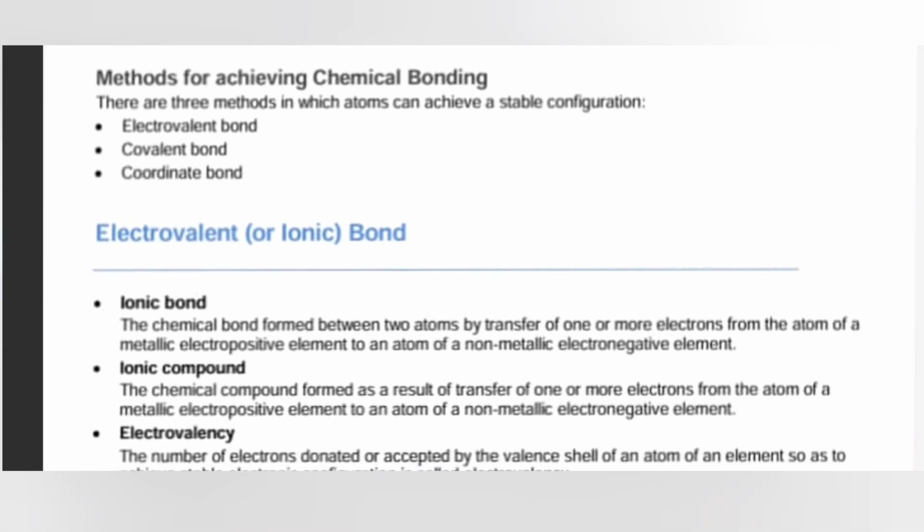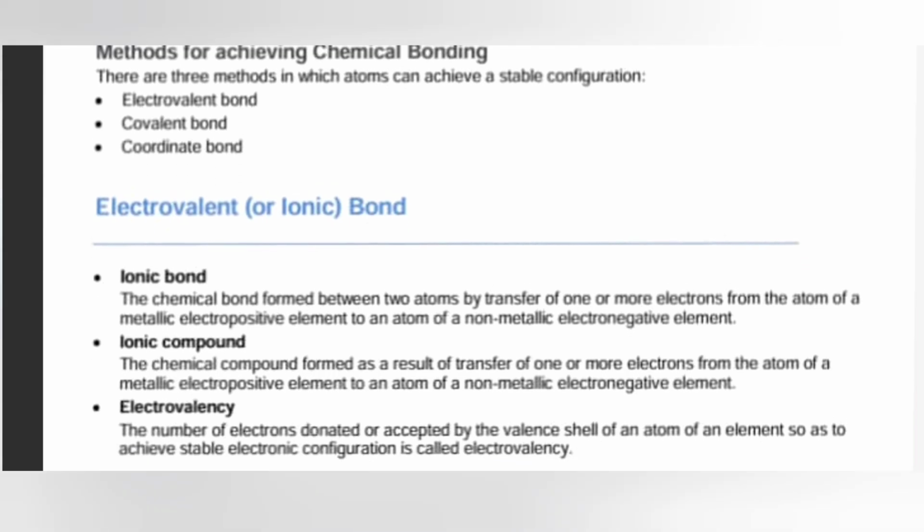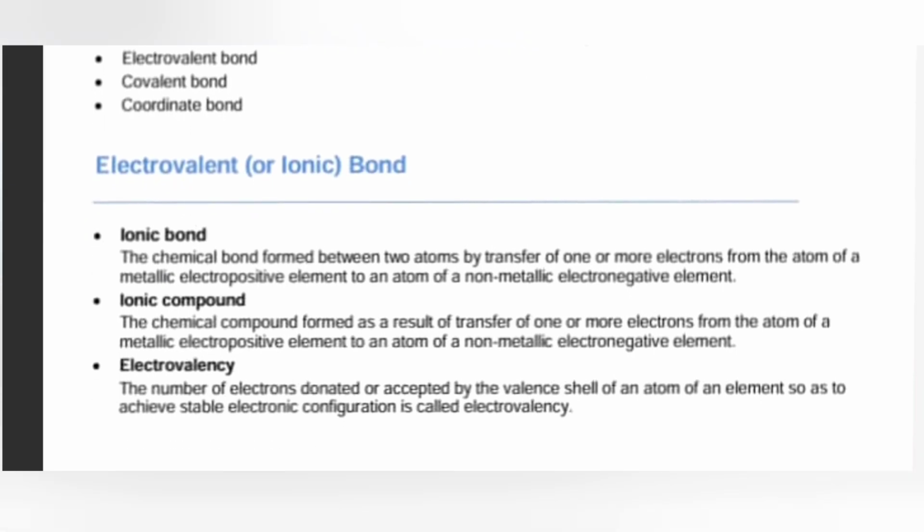The other term is ionic compound. The chemical compound formed as a result of transfer of one or more electrons from the atom of a metallic electropositive element to an atom of a non-metallic electronegative element. So what is this? This is the compound formed when a metal and a non-metal element react with each other, and there is loss, gain, or transfer of electrons, due to which the product is formed. That is known as an ionic compound.